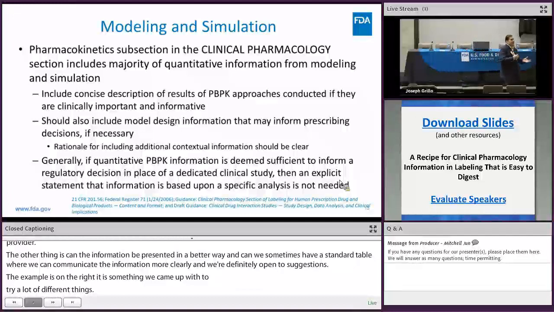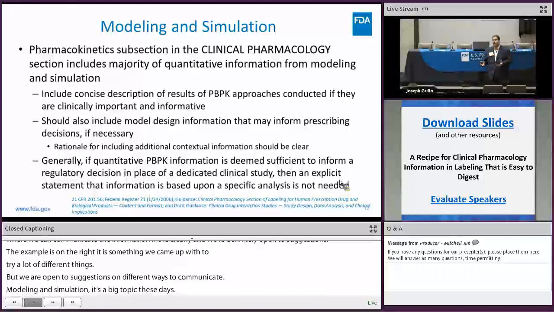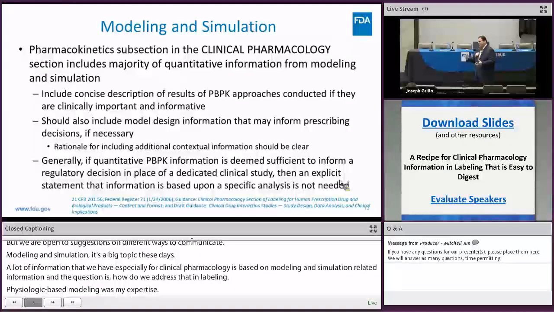So a lot of information that we have now, especially for clinical pharmacology, is based on modeling and simulation-related information. And the question is, how do we address that in labeling? So physiologic-based modeling was an area of my expertise back when I was a reviewer. So I could tell you it's very complex information. It's even complex for the modelers. So the amount of information we put in, we need to really think about.